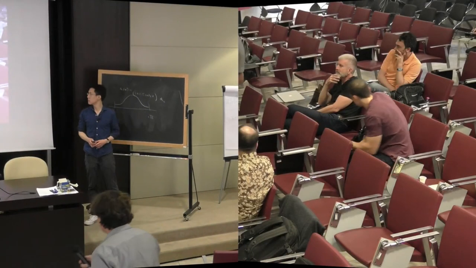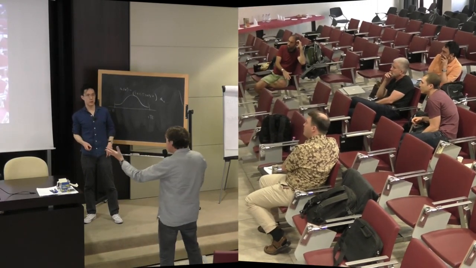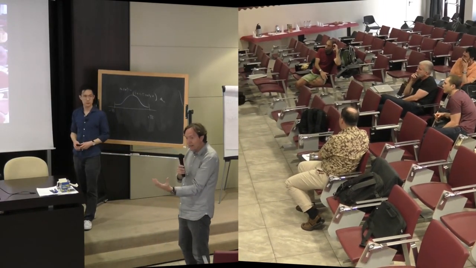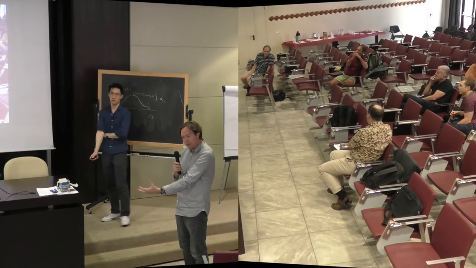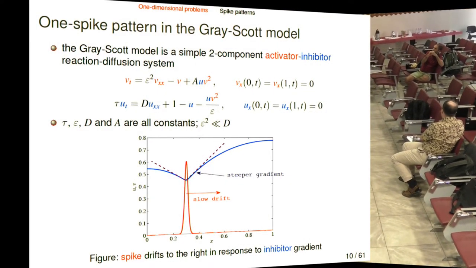Let me make a comment on that. They're all the same. The UV squared just introduces a multiple times a Dirac delta. And the outer problem is the one that determines the frequency.